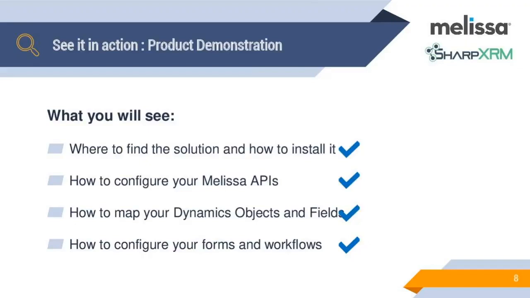No, quickly recap what we just saw: how to find the solution, go over to the website, get the solution, install it. All the documentation is there. How to configure your Melissa APIs. Remember, you have 3 possibilities: global, personator, and express entry. How do you map your objects and fields? I've shown some of that. So you have the ability to use the control to indicate which fields you want to map your data to. And finally, what the experience looks like on the forms as well as on workflows.